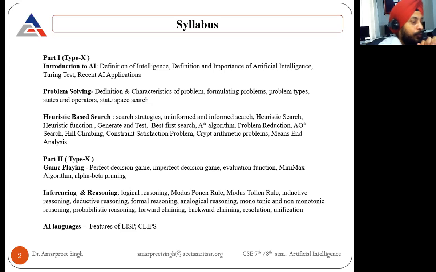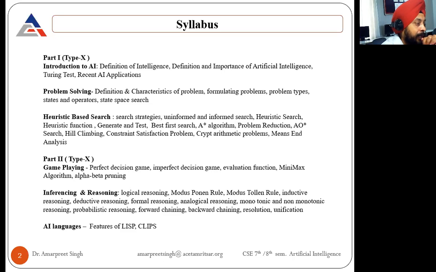Then we will go through formulating the problem, how a problem is formulated. Then we will see the categories or types of problems. Then we will study very important terms: what is a state, what are operators, and what is state space search. So this is the second chapter of unit 1, or part 1.